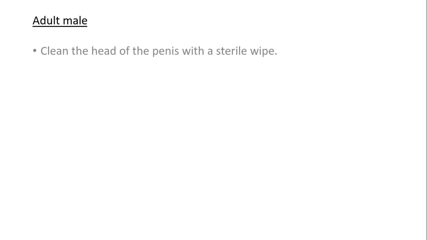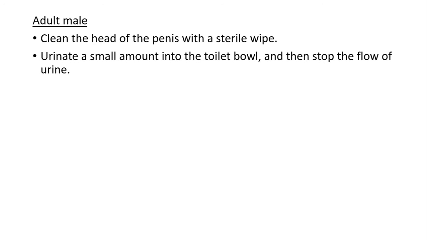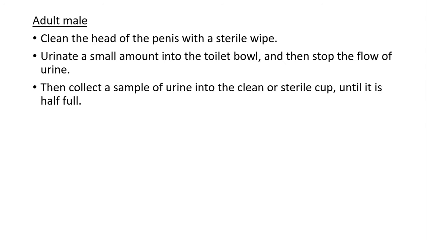In an adult male, clean the head of the penis with a sterile wipe. Urinate a small amount into the toilet bowl, then stop the flow of urine. Then collect a sample of urine into a clean sterile cup until it is half full.